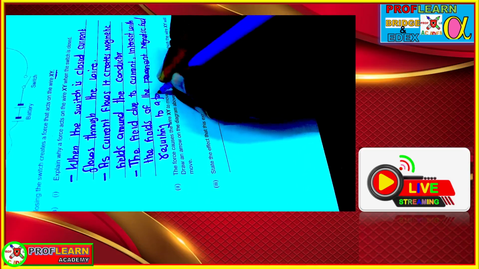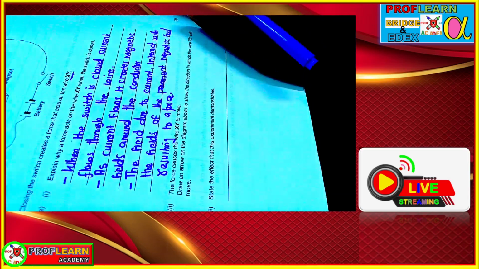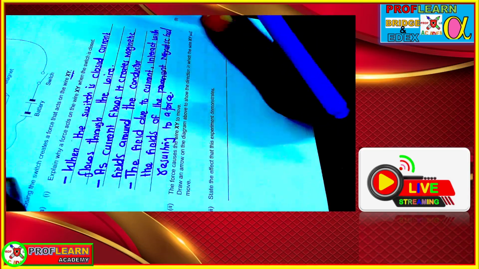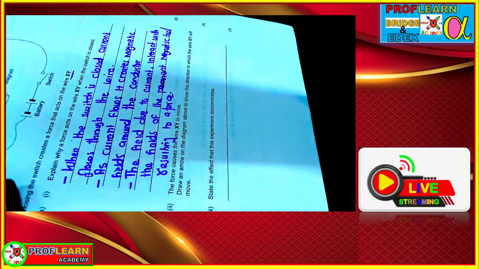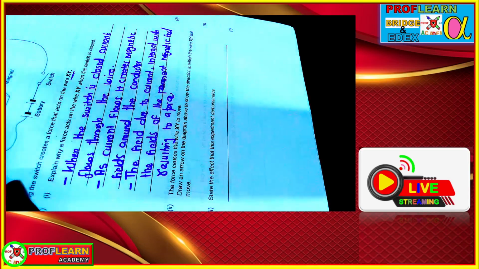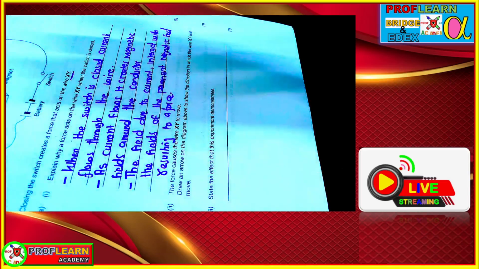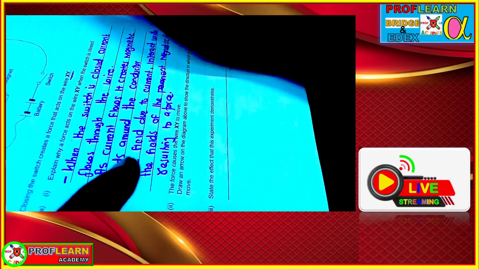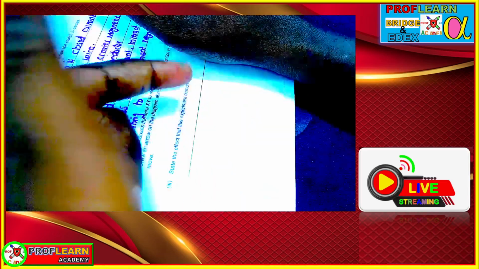If you've attended the Proflan lesson, remember when current flows through a conductor, there will be magnetic fields created around that conductor due to the flow of current. And since we have the magnets here, there will also be magnetic fields. When the two magnetic fields interact, a force is created. This conductor is going to experience a force. You can predict the direction of the force using Fleming's left-hand rule.